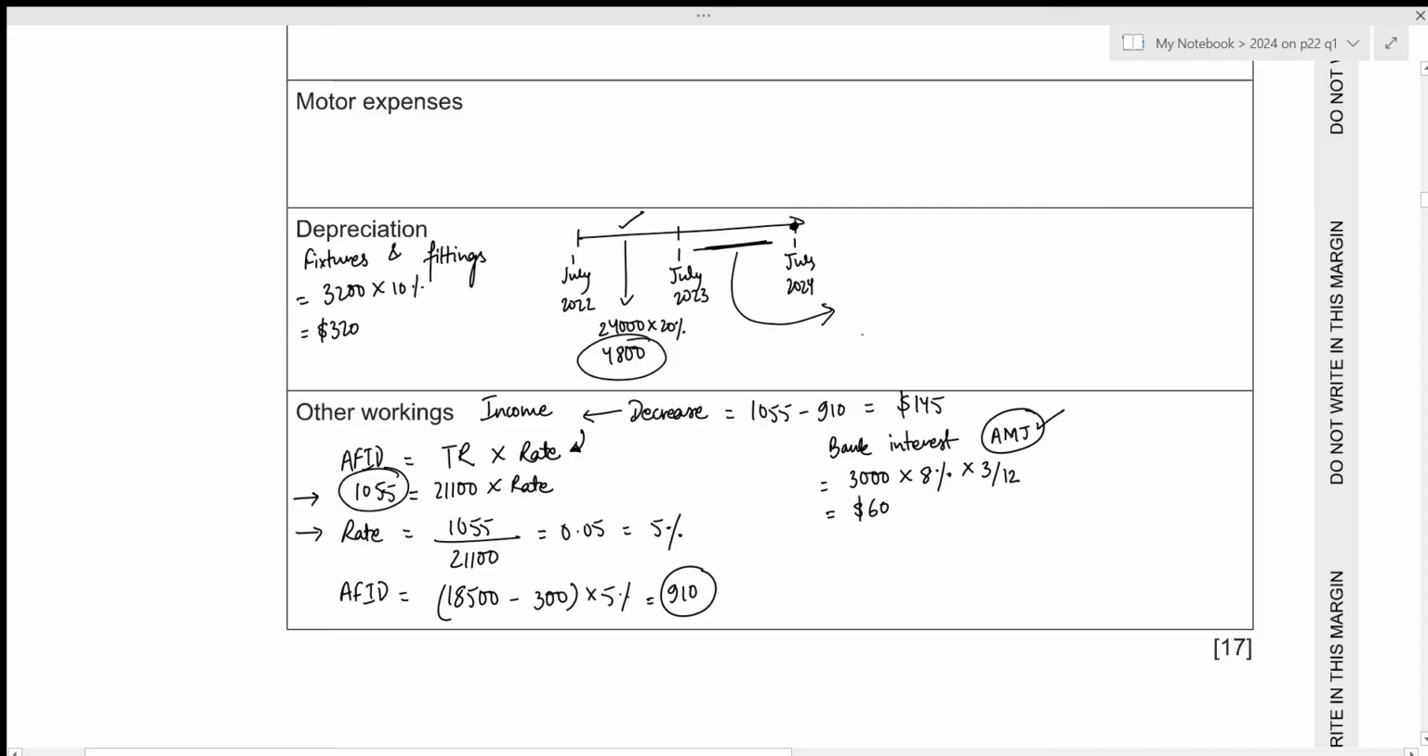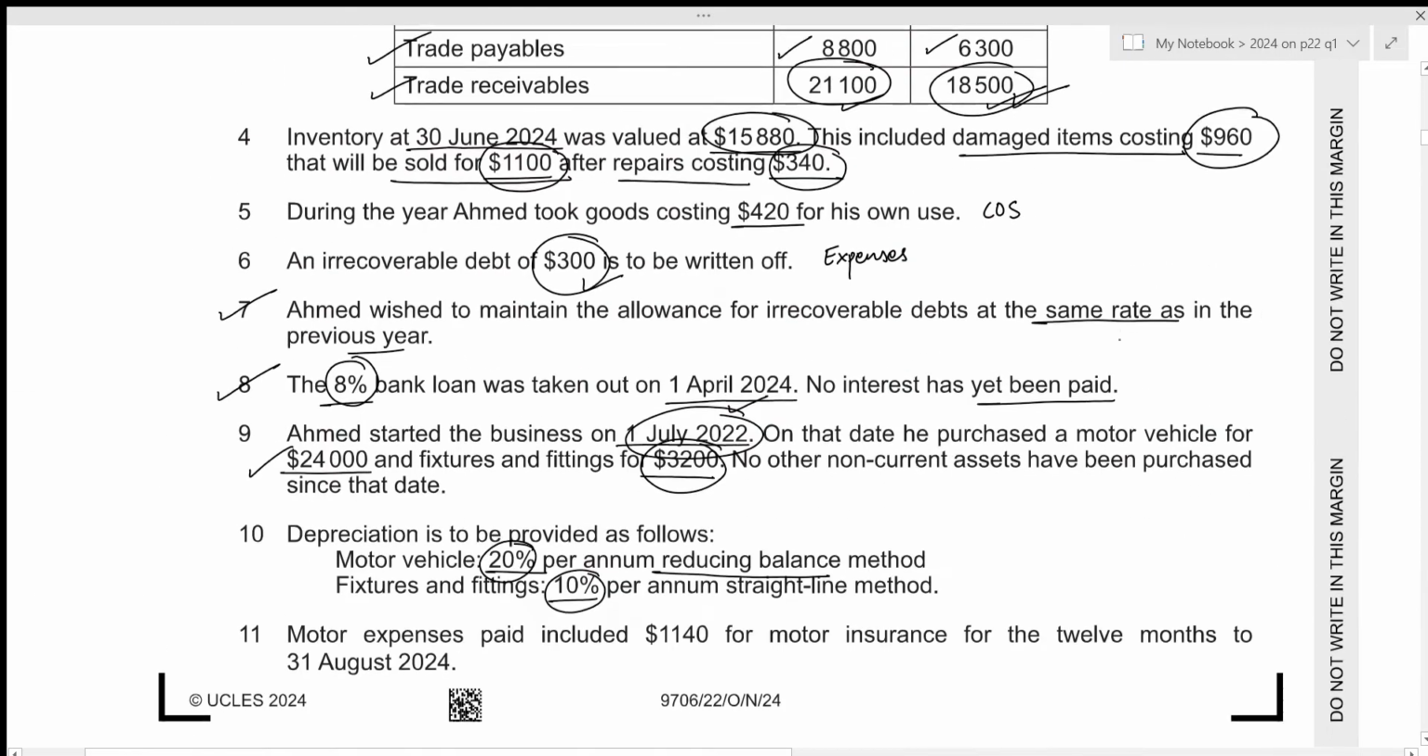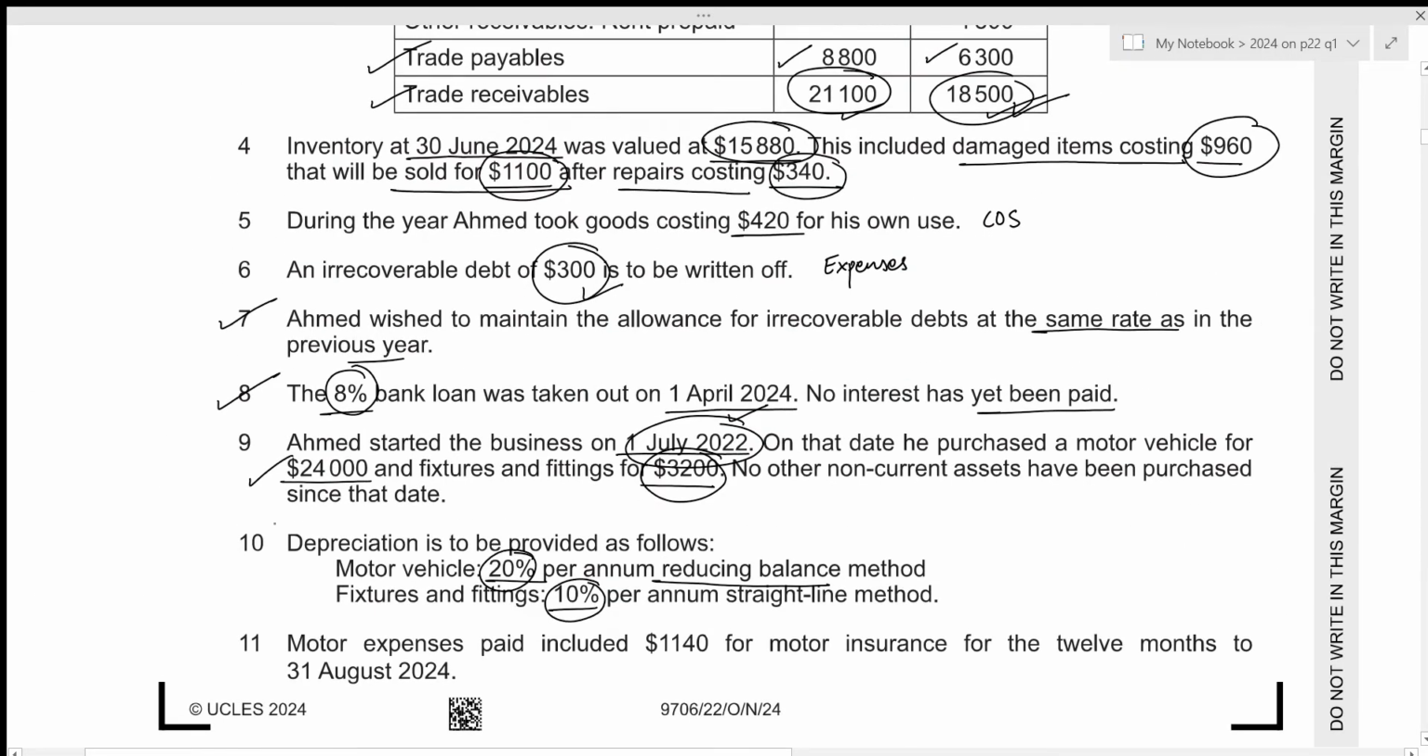Now for the second year's depreciation, the first year's depreciation will act as the accumulated depreciation. So we need to subtract the 4,800 from the cost of 24,000. That will be 24,000 minus 4,800 times the rate of 20%. This gives the value of 3,840. So this is the correct depreciation for motor vehicles. Again, let's take a look at our information. So we are done with depreciation as well.